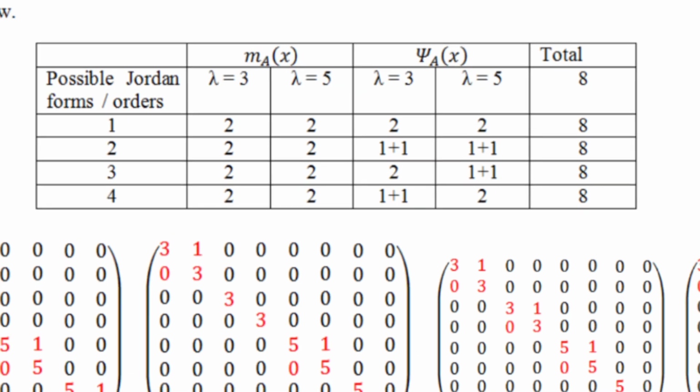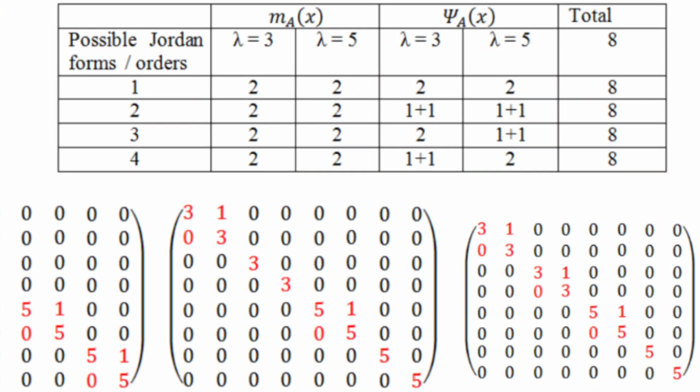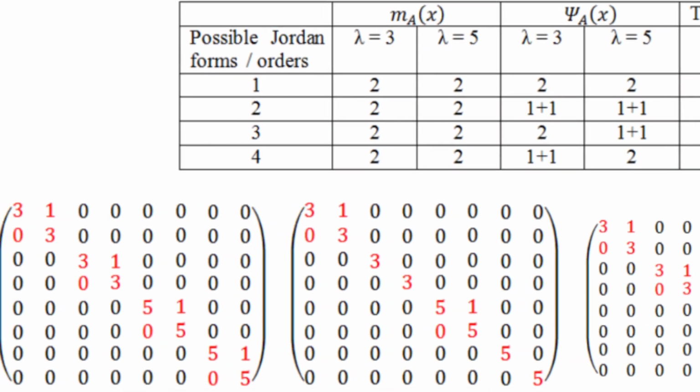First you take, there are 4 possible forms. One is lambda equal to 3, lambda equal to 5: 2, 2 with respect to m A of x. With respect to chi A of x also, you will get 2, 2. So the total value is 8. Here we can frame 4 Jordan canonical forms.